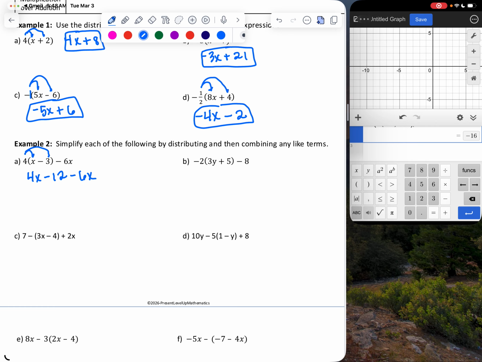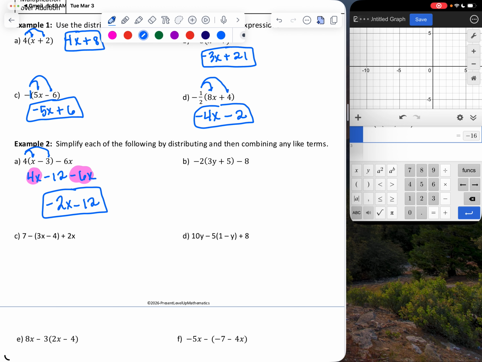Now, after you remove your parentheses, you always want to look around to see, do you have like terms? So I see I have 4x and negative 6x that are like terms. So 4x minus 6x is negative 2x, and then we have minus 12.